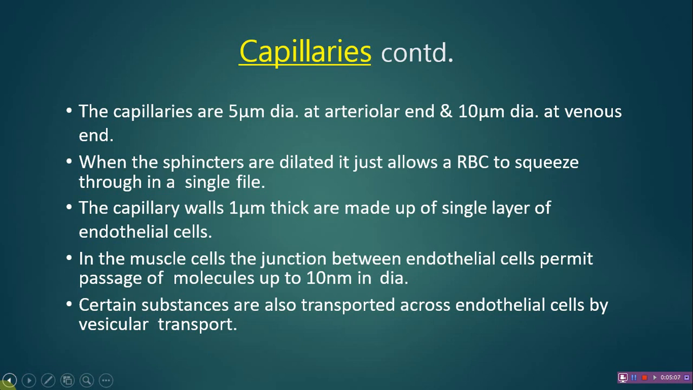The capillary walls, which are 1 micrometer thick, are made up of a single layer of endothelial cells. In muscle, the junctions between the endothelial cells permit passage of molecules up to 10 nanometers in diameter. Also, certain substances are transported across the endothelial cells by vesicular transport.